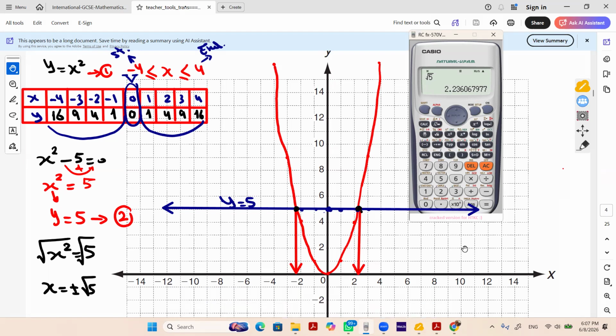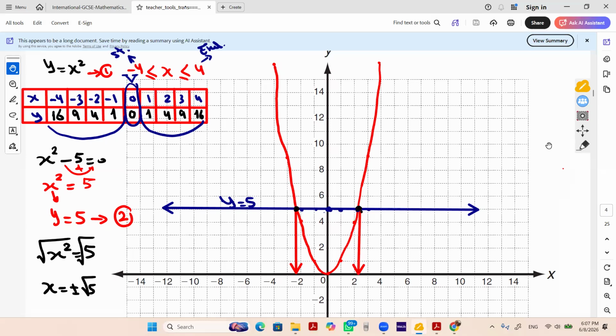So the solution set will be what? Approximately positive and negative 2.2, which is this point, negative 2.2, and this point, positive 2.2. Okay? You understand it?